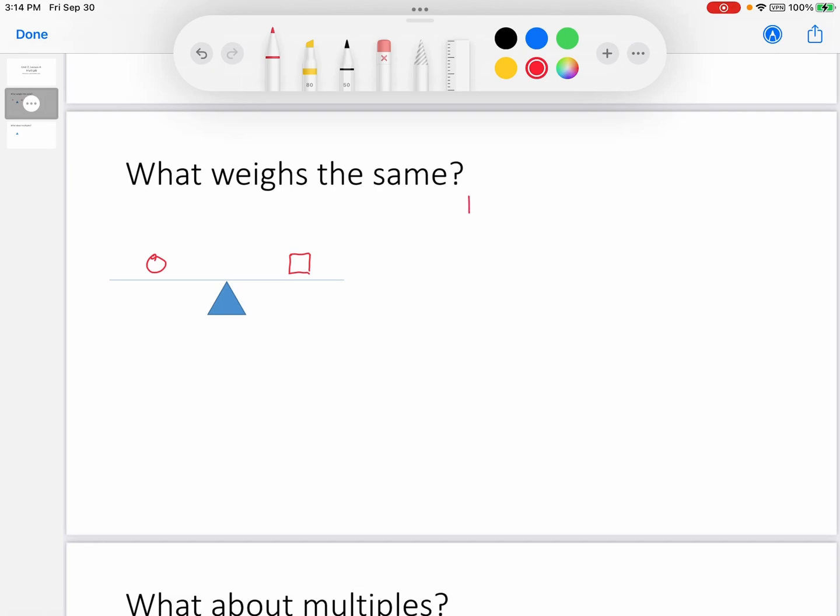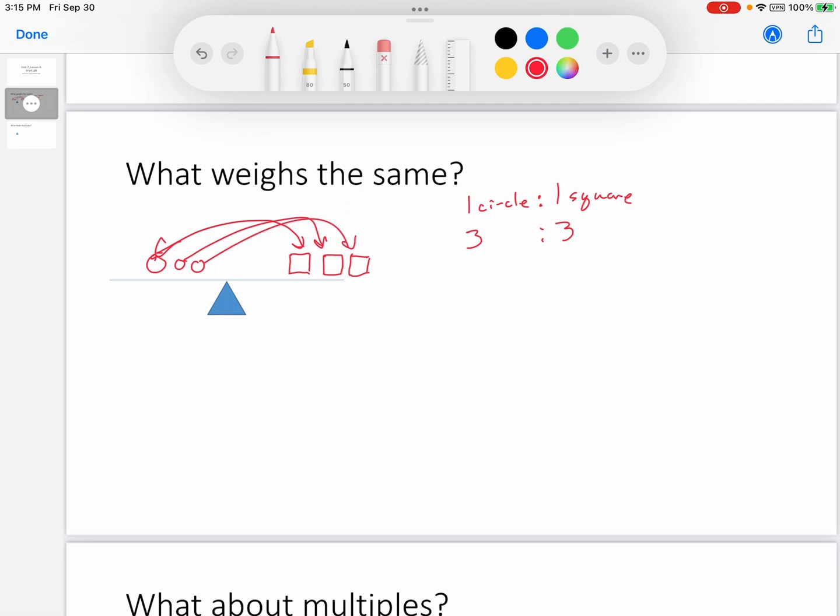So that means that one circle is the same weight as one square. Well, if that's true, then wouldn't it also be the case that 3 circles would weigh the same as 3 squares? That seems reasonable because each of this weighs the same as that, this weighs the same as that, and this weighs the same as that.